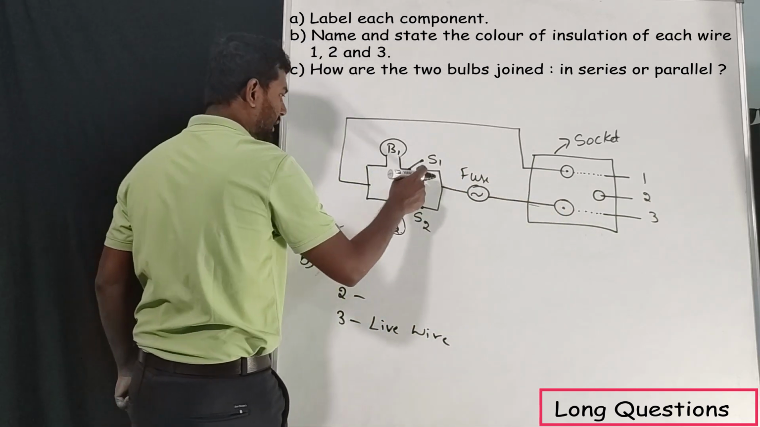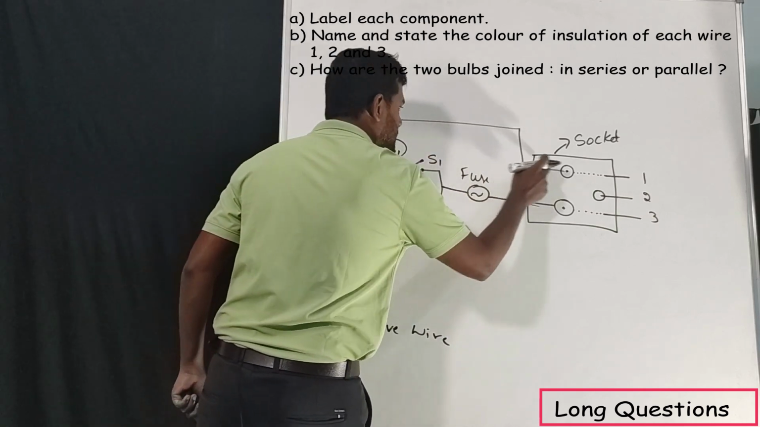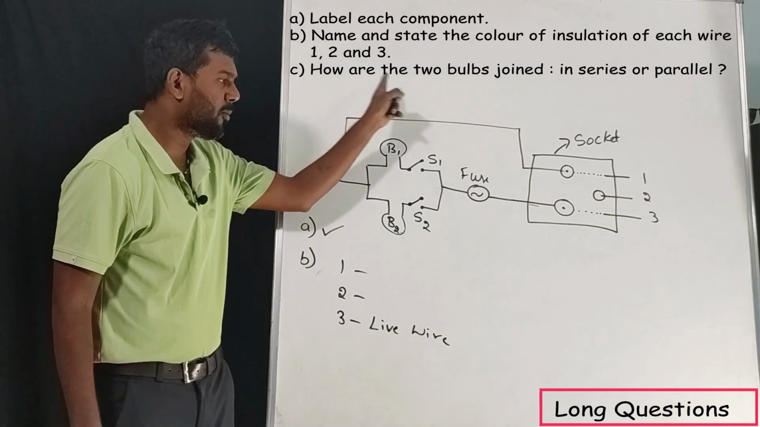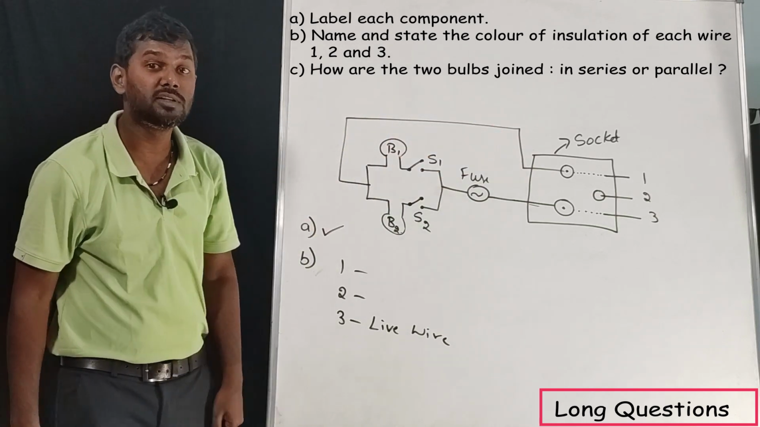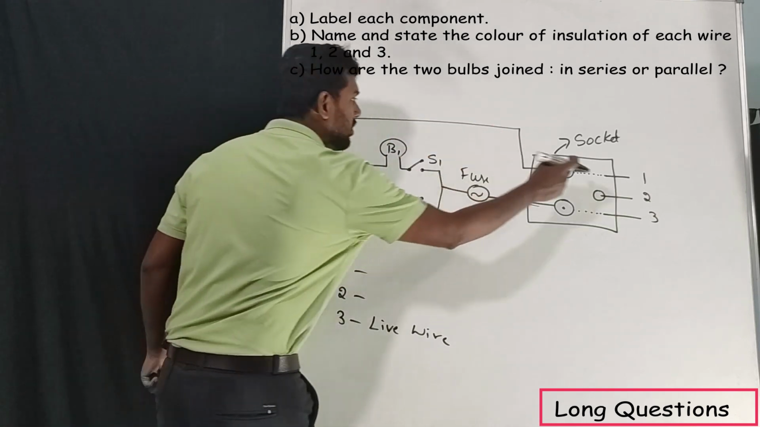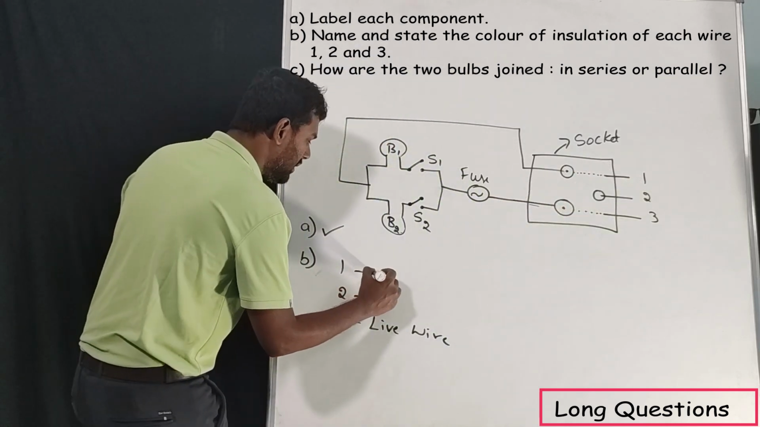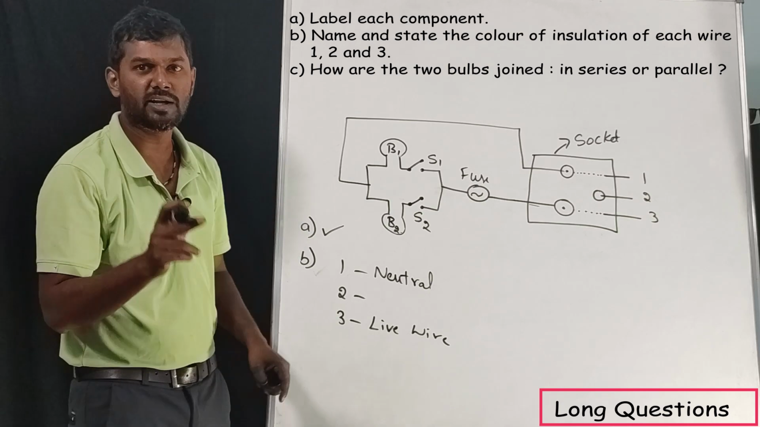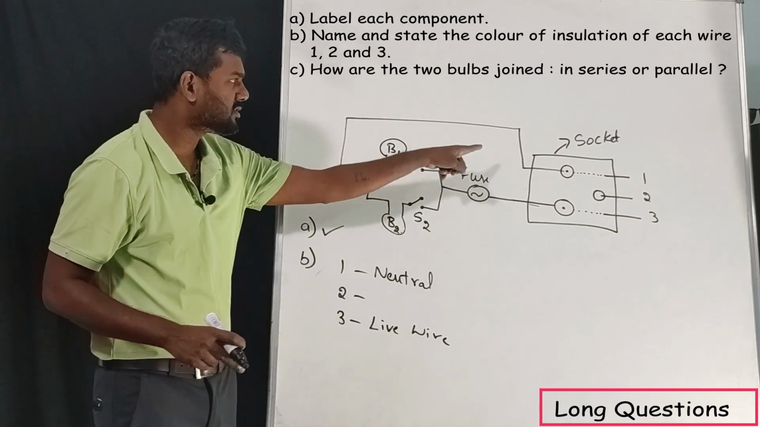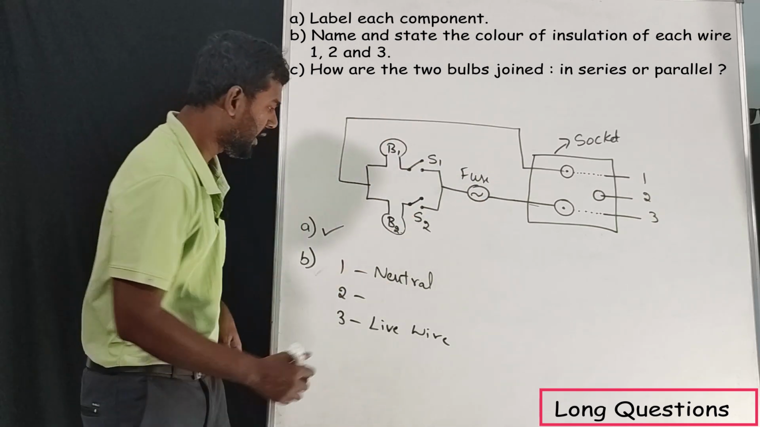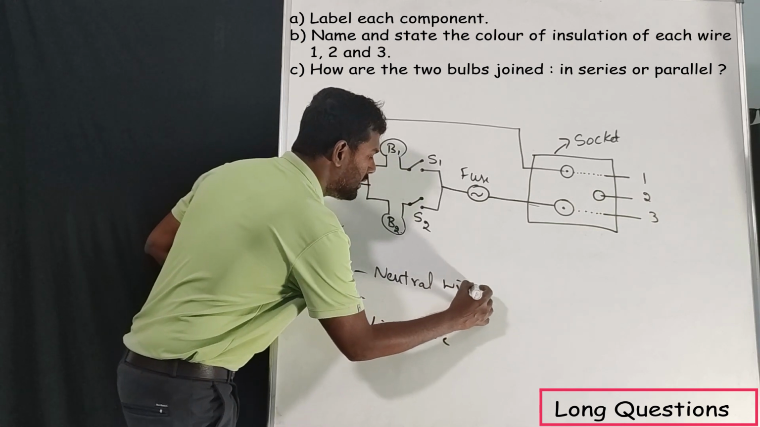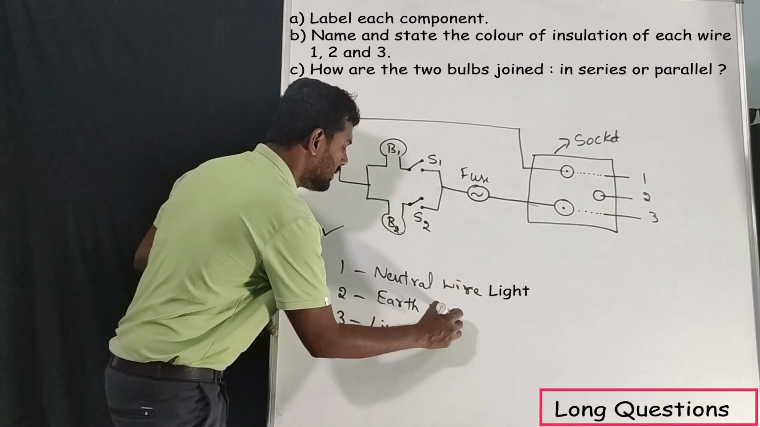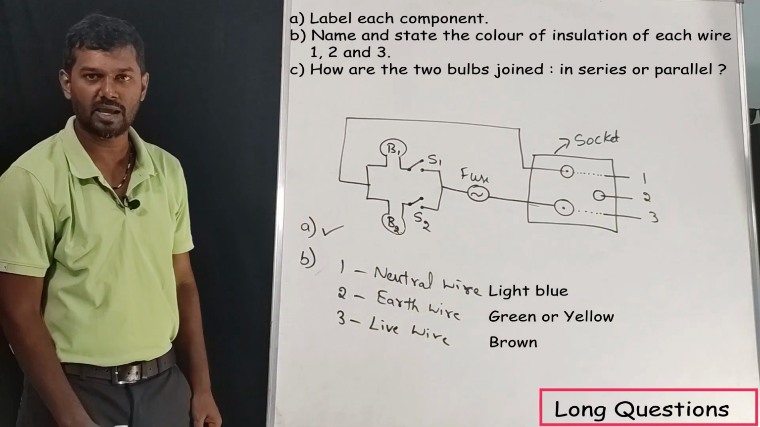and the live wire enters and goes back. Whatever current enters will go back to the same socket using the neutral wire. So this one is nothing but the neutral wire. So always the current enters from the live wire and leaves through the neutral wire, correct? The remaining wire will be the earth wire. So this is how you are going to analyze it.